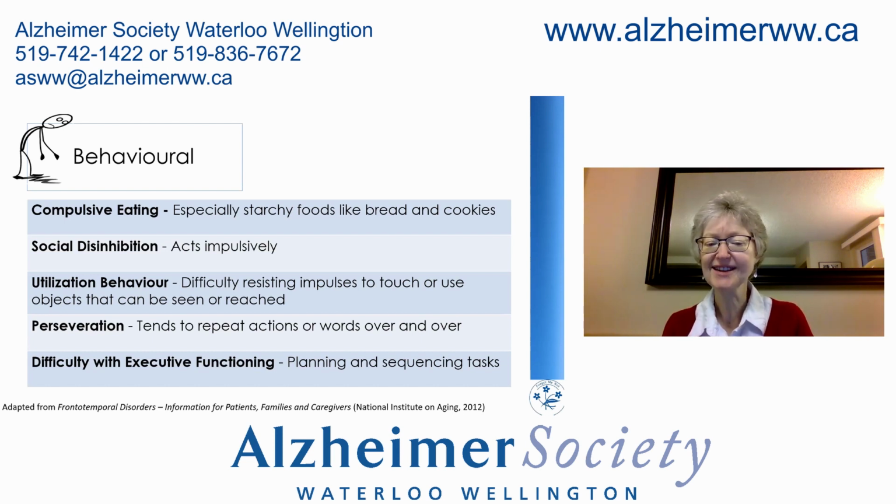And difficulty with executive functioning. That comes from those big front lobes of the brain. So they're going to have trouble planning to do something and executing it. They're going to have trouble knowing what order they should do things in.